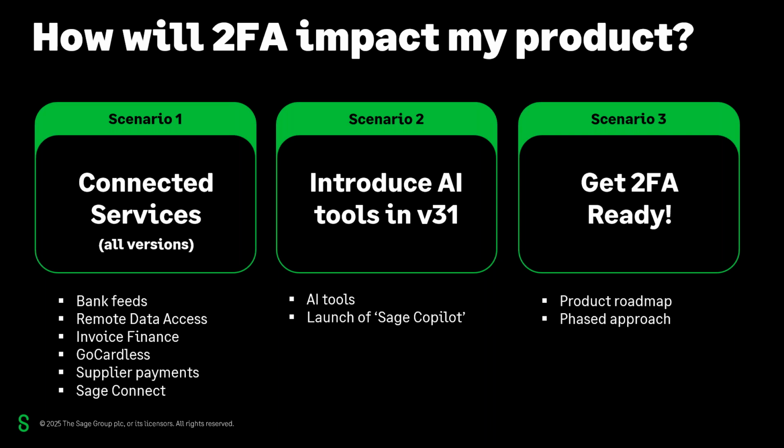Now scenario 2. This is when we've introduced version 31, so that is available now. And there is a new AI tool called Sage Copilot, where you will be required to log in with your Sage account. Now, I'm not going to go into too much detail around this, but I have included some information at the end, which I will point out again, and I'll briefly go over if you or your clients wish to adopt Sage Copilot, and that's when 2FA will be required at the point of logging in.